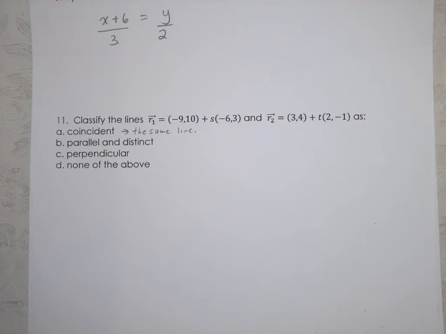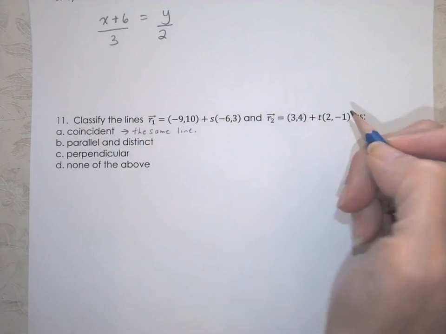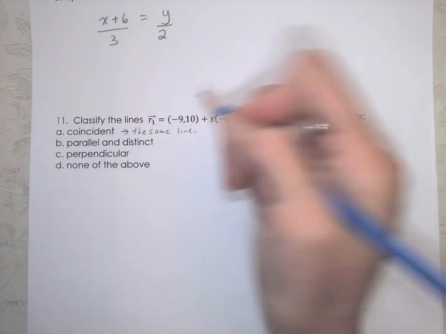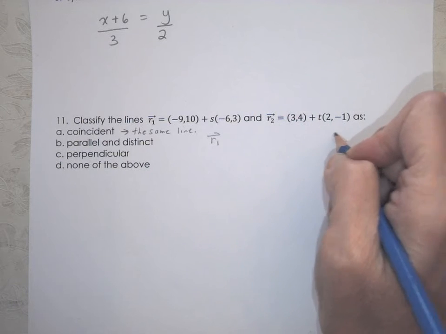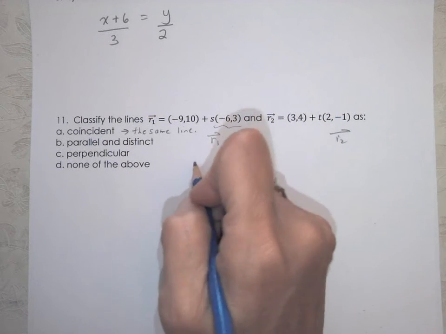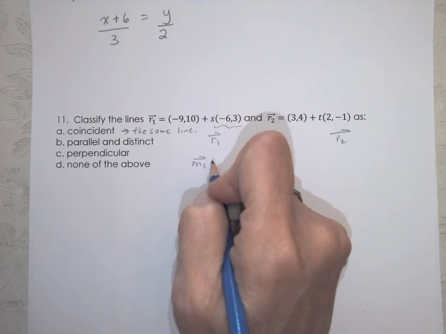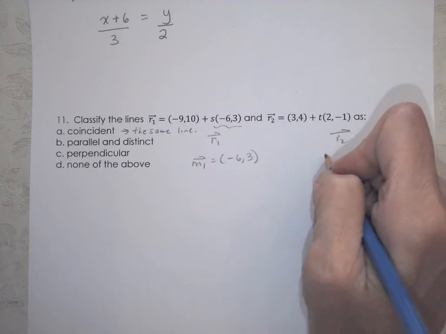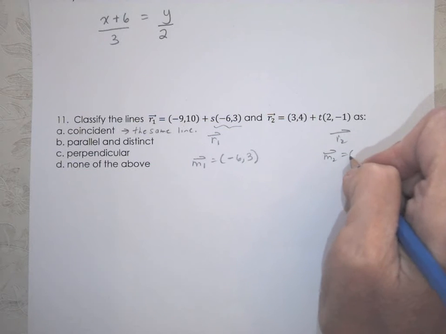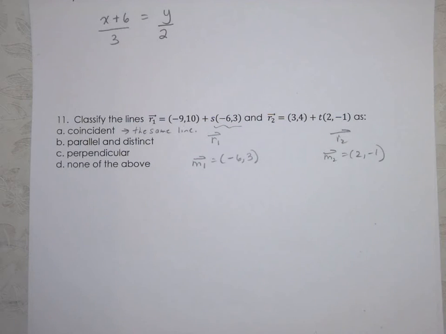So in order to figure this out, we're going to start off by figuring out the direction vector of each line. So let's call this one line 1, so R1, and this is line 2, R2. Looking at the direction vectors, we can see that M1 is (-6, 3), the direction vector of line 1, and M2 is (2, -1). So the first thing we want to do once we get our directions is to see if they're parallel or not. In other words, are they scalar multiples of each other?